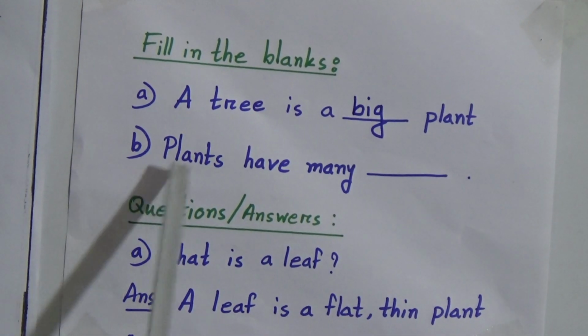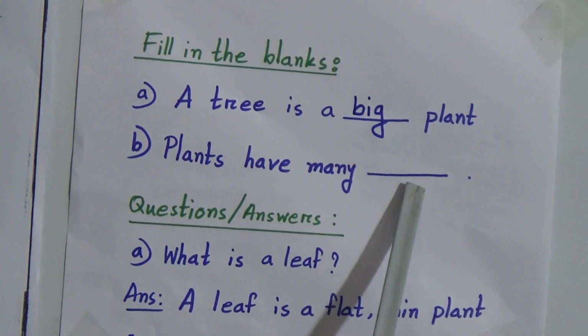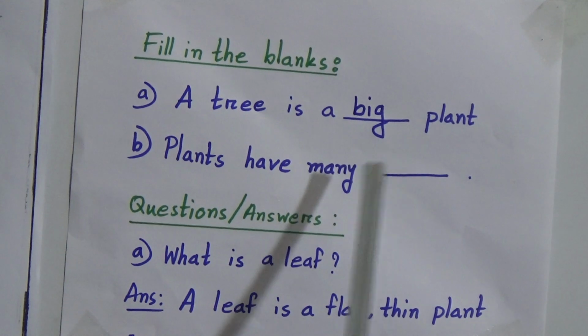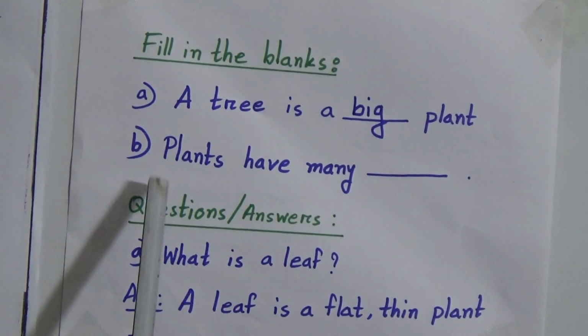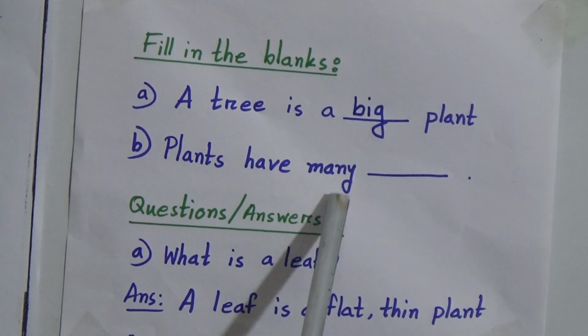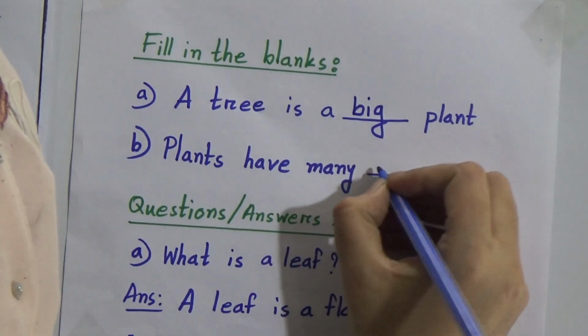Now B number, here is plants have many dash. Plants have many dash. What will be the answer? The answer will be plants have many leaves. We will write here leaves.